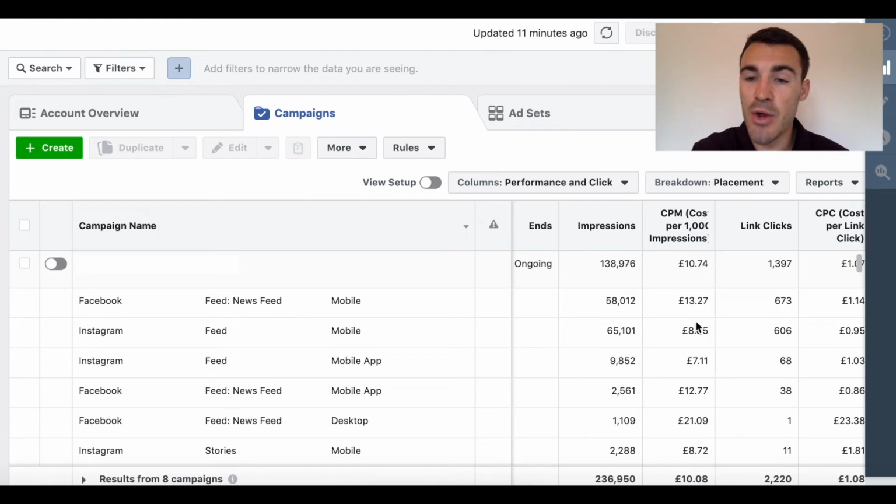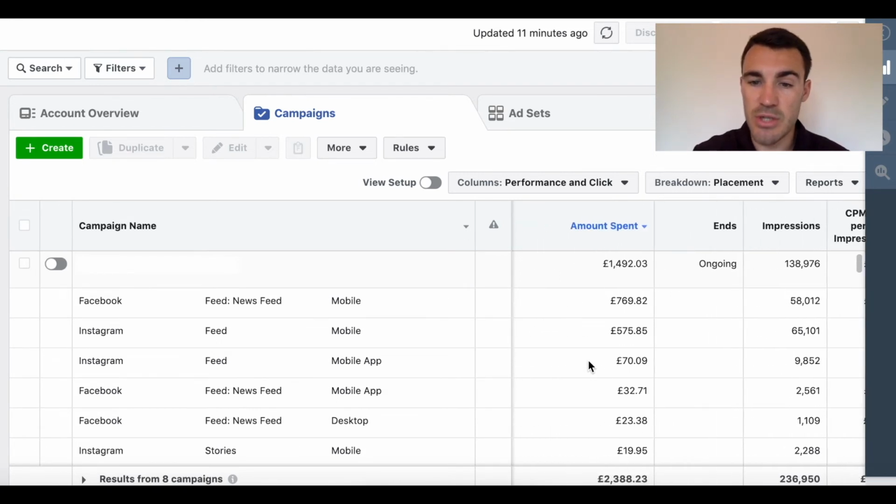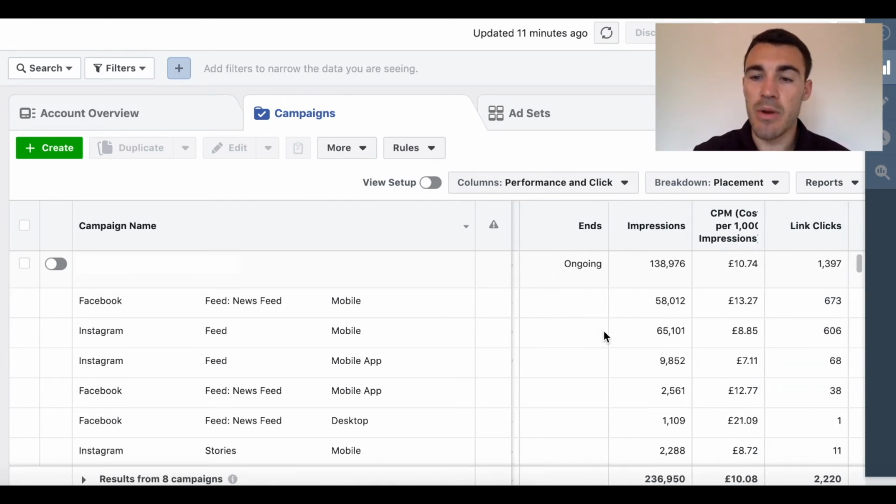So even though Facebook audiences are 50% more expensive to advertise to, their lead cost, if I can scroll over to it, is not 50% more. It's about 20% more, something along those lines, maybe slightly more than that, 30% more. So person for person, Facebook users are slightly more valuable to this business, and they are to most.